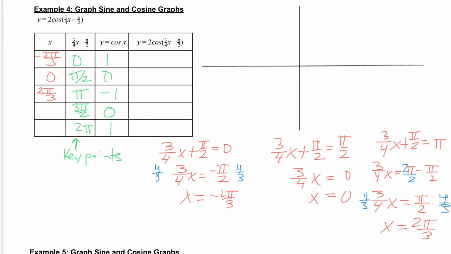My next thing to do is take that 3/4 x plus pi over 2 and set it equal to 3 pi over 2. Well, if I take 3 pi over 2 and subtract pi over 2, I get 2 pi over 2. And 2 pi over 2 is the same thing as just pi. So I get 3/4 x equal to pi. And then I multiply by that reciprocal. I multiply both sides by 4/3, and I get x is equal to 4 pi over 3.